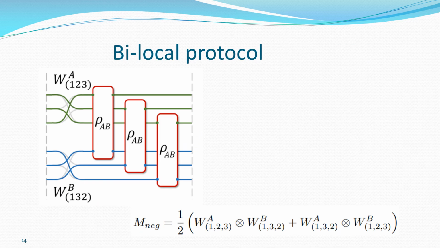Then we go to the bilocal protocol, which is related to the negativity moment. Note that, as we discussed before, on A and B, these three-order permutations are in different directions. One is clockwise, the other anti-clockwise. By some symmetry, we also make it a Hermitian operator.